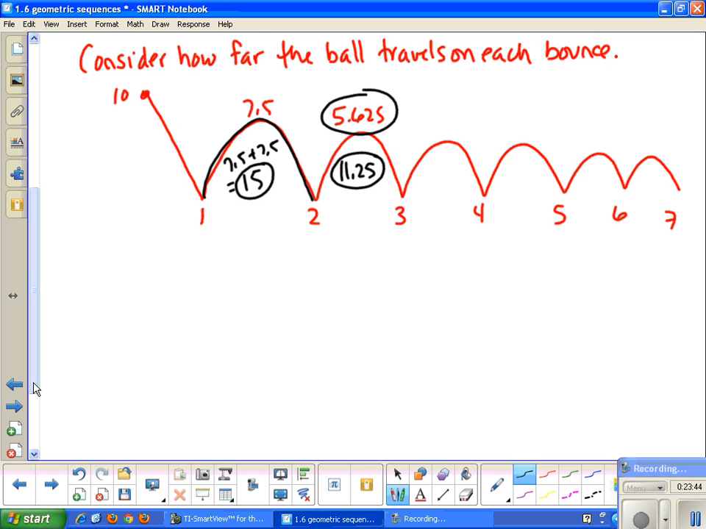So this is different than the other problems that we did before because of the fact we're doing the distance traveled and not the height of the ball on the specific bounce. So for this one, I know that my first term, or my first bounce, the total distance traveled is 15.